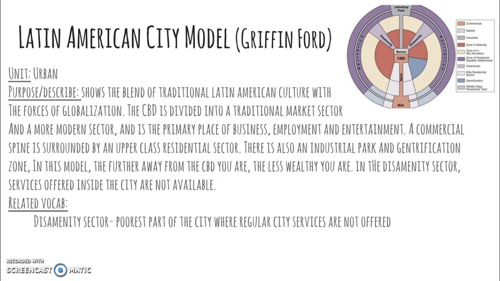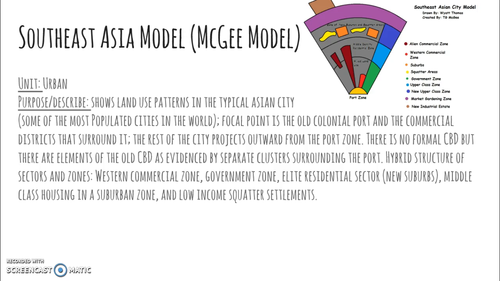The Latin American city model is also urban. It shows the blend of traditional Latin American culture with forces of globalization. The CBD is divided into a traditional market sector and a more modern sector, the primary place of business, employment, and entertainment. The commercial spine is surrounded by an upper class residential sector. There is also an industrial park and gentrification zone. In this model, the further away from the CBD you are, the less wealthy you are. The disamenity sector is the poorest part of the city where regular city services are not offered.